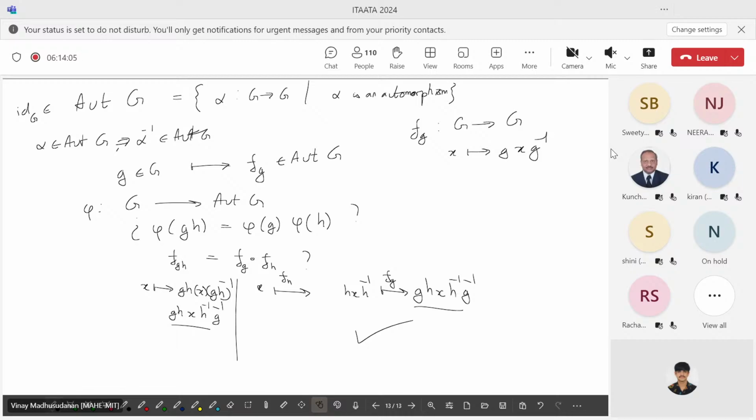Yes, I got it. So there is a notation for this. If you have g, there is a notation: x to the power g.